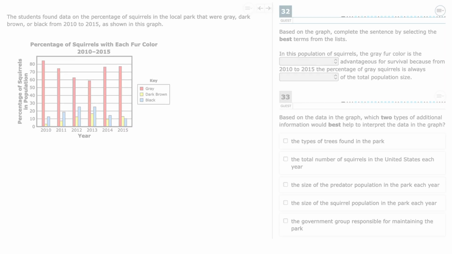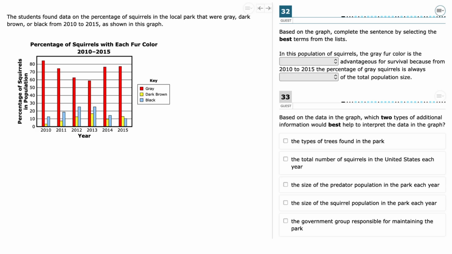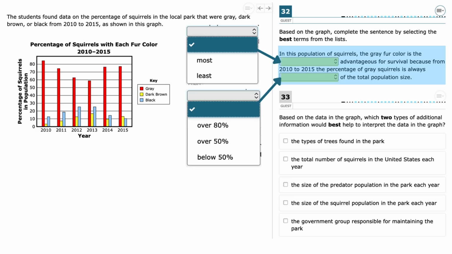This set of questions asks you to analyze a bar graph showing how the percentages of gray, dark brown, and black squirrels in a park changed, or didn't change, over time, from 2010 to 2015. Let's look at question 32 first. Question 32. In this population of squirrels, the gray fur color is the blank advantageous for survival, because from 2010 to 2015, the percentage of gray squirrels is always blank of the total population size.